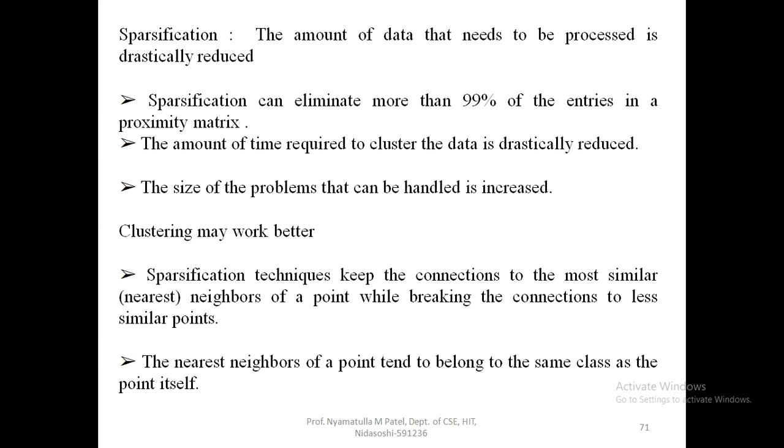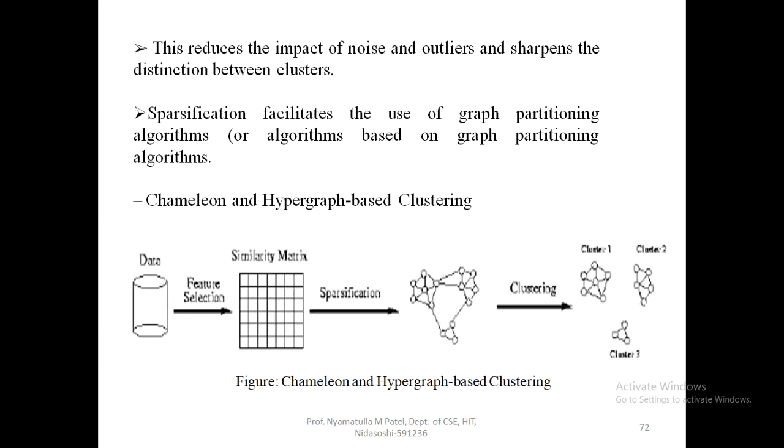The nearest neighbor of a point tends to belong to the same class as the point itself. Now, the nearest neighbor, the point which is nearest according to sparsification: if a point is in the neighborhood of a particular point in a class, then it tends to belong to the same class as the point itself. So this reduces the impact of noise and outliers and sharpens the distinction between the clusters.